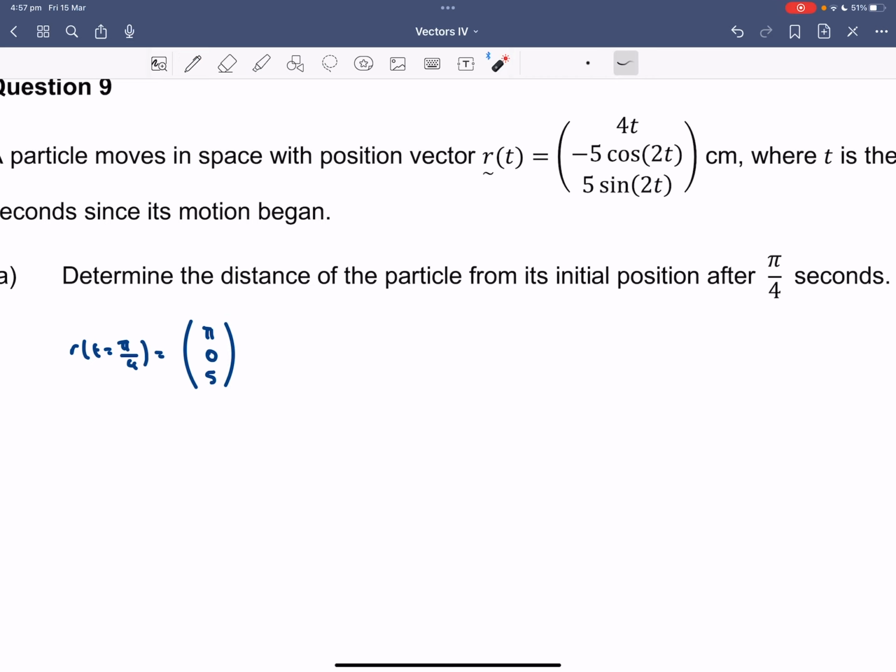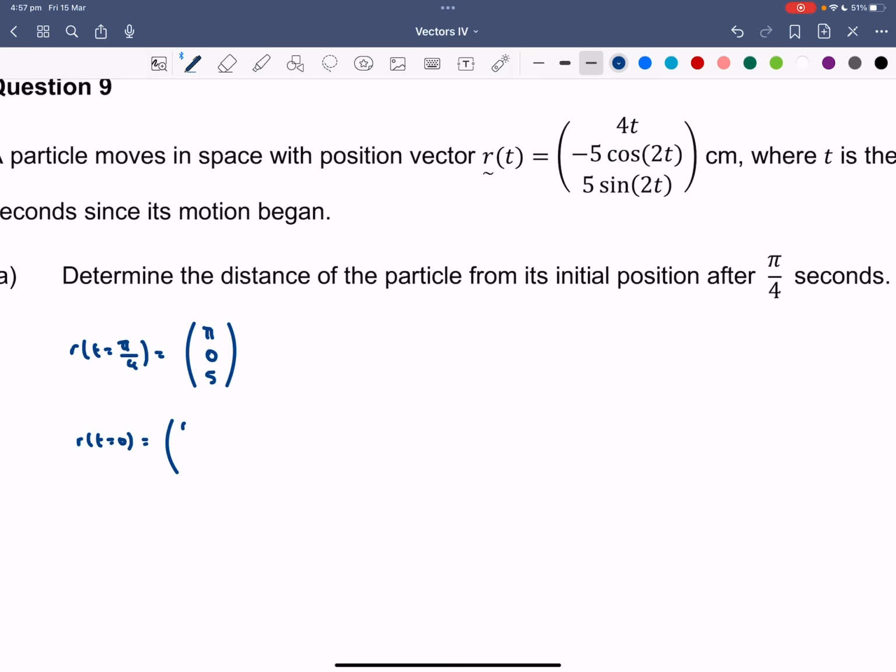Now we want to know the distance of the particle not from the origin. We want to know the distance of the particle from its initial position. So we also need to work out where it was to begin with. If it simply said where is the particle from the origin, I would have just found out the magnitude of this vector straight away, but we don't want that. We want to know how far it is from its start point. So where does it begin?